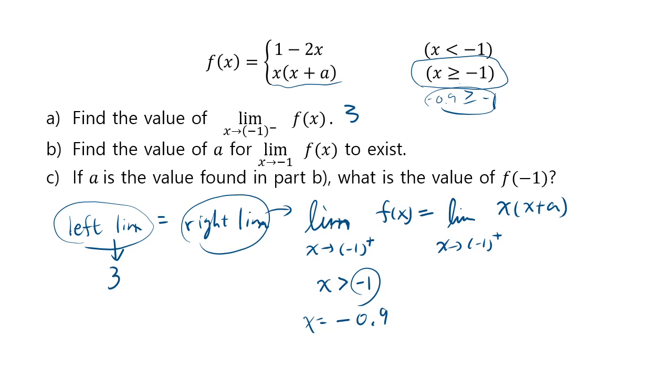Alright, so we plug in negative 1, so it's negative 1 times negative 1 plus a, and it's really important to put these parentheses around. That kind of helps you out with the negative signs. A lot of times sign mistakes are made because people forget the parentheses. So if I have negative 1 plus a, I can multiply this inside: negative 1 times negative 1 is positive 1, negative 1 times a is negative a, so that's your right limit, 1 minus a.